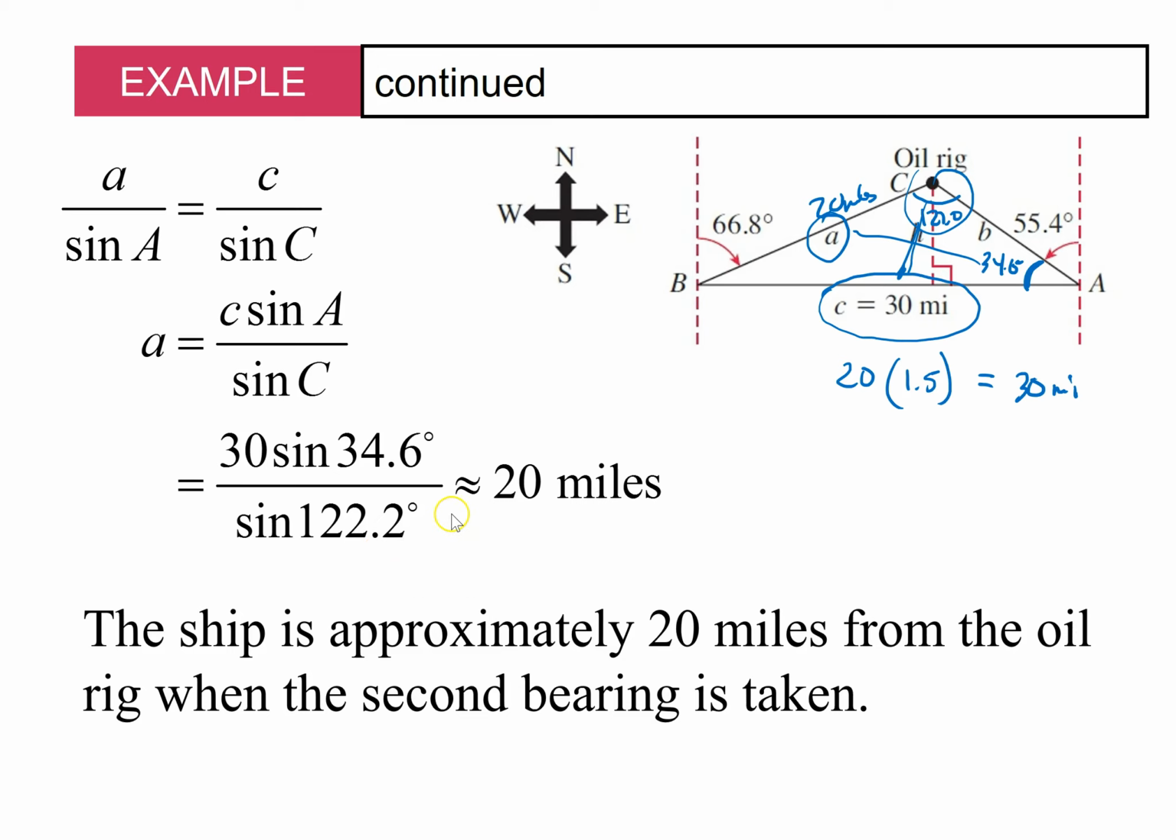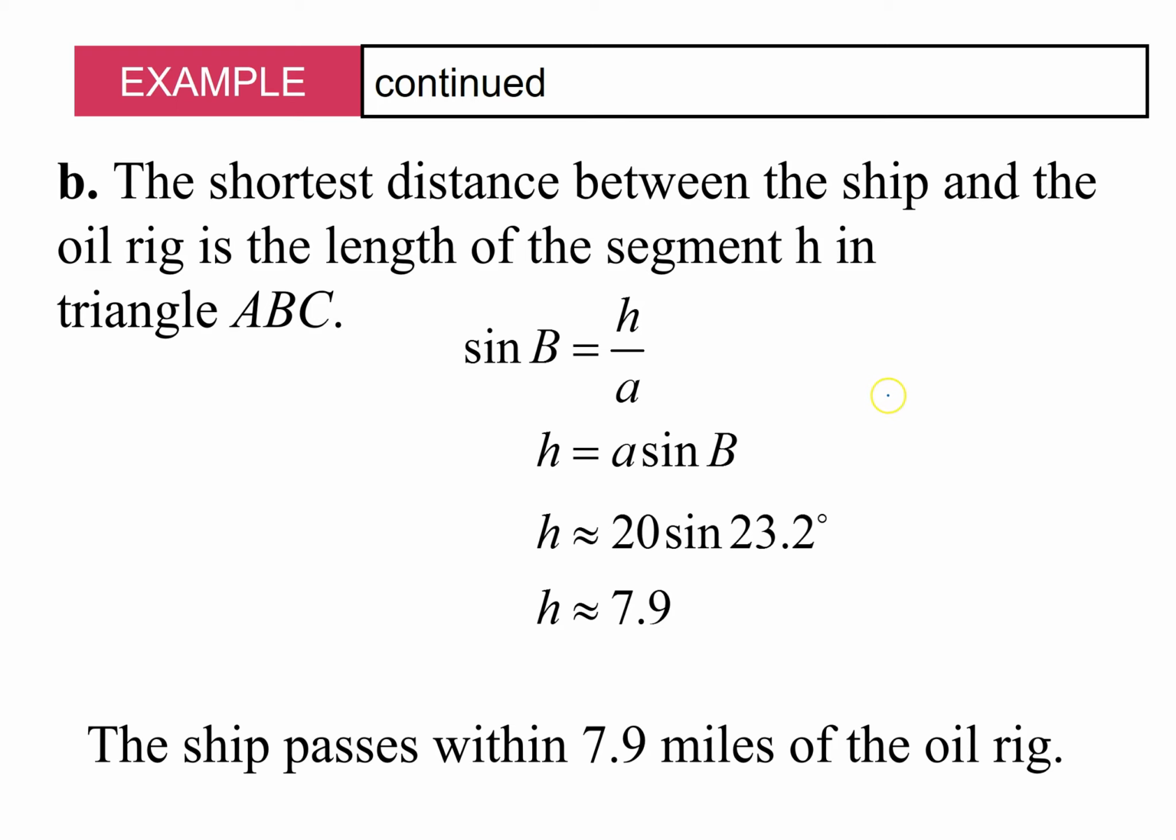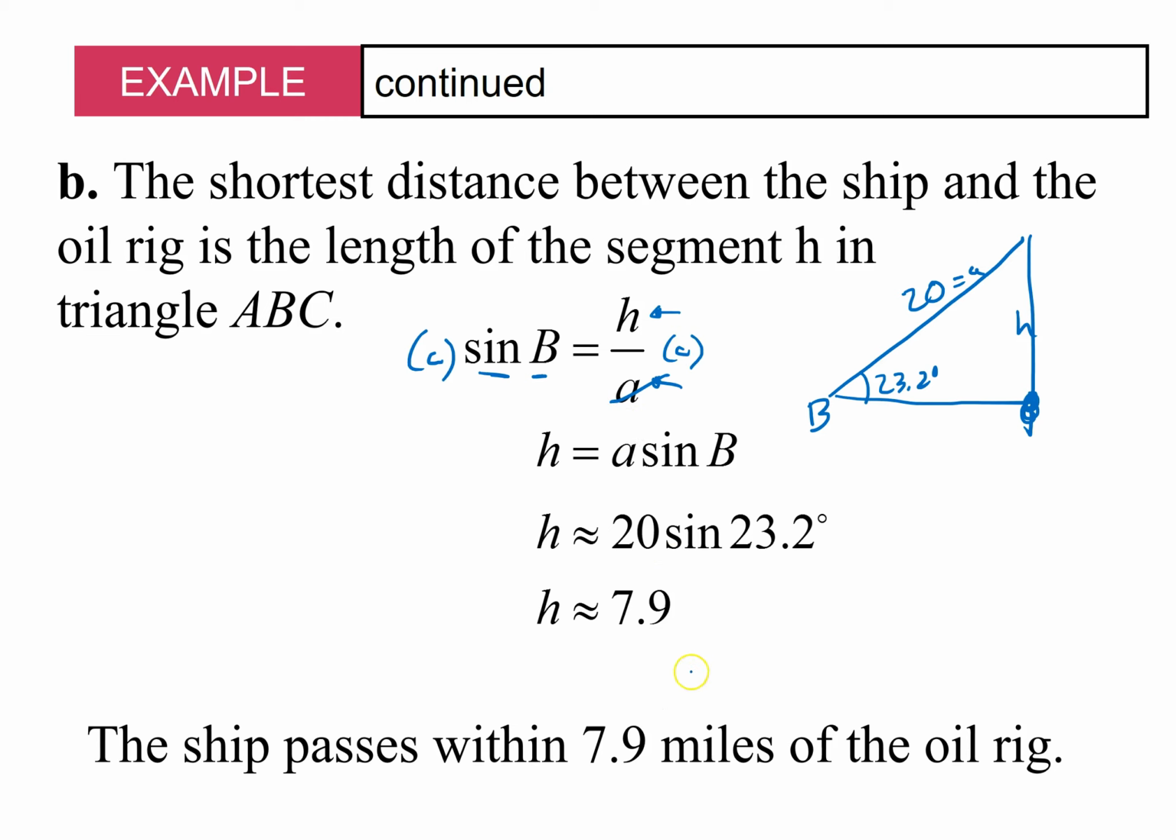All right, then we've got to find the other one. Now we have this set up here. We're trying to figure out that h value. So a was approximately 20. The angle measurement here was 23.2. And now we need to use the definition of sine. The definition of sine is: sine of my angle is equal to the opposite side over the hypotenuse. In that case, as we're solving for h, multiply both sides by a, plug in the values. So the closest the ship passed was 7.9 miles away from the rig.